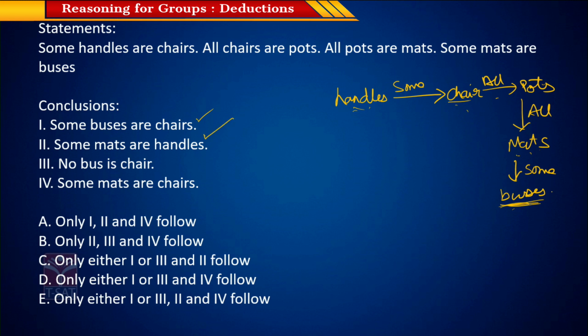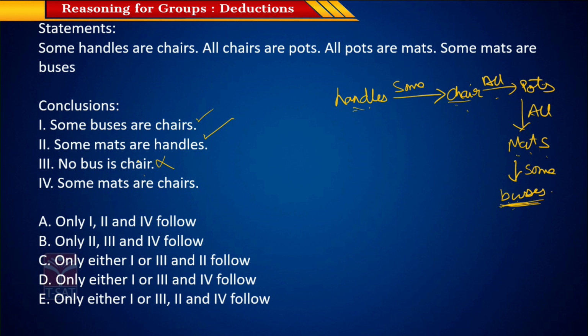No bus is a chair. So you can see from this flow that there are some buses which are mats, and all of the mats are pots, and all of the pots are chairs. So that means that all of the mats are chairs. So there will be some buses which are chairs. So this is not a true statement.